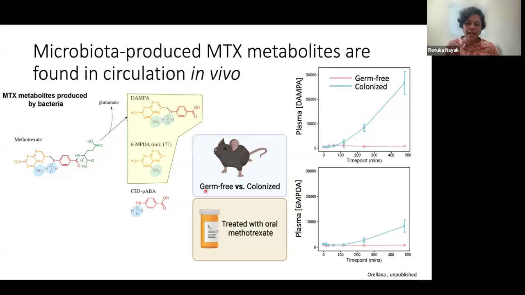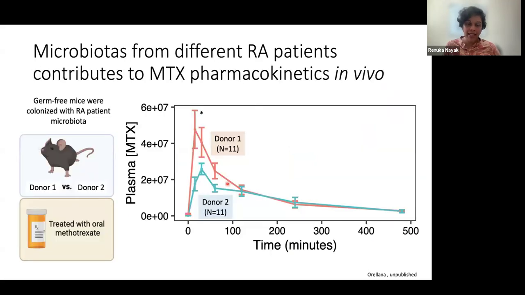In these kind of contrived settings, right? We don't have germ-free humans. But so then the next question we asked was, well, what if we take microbiomes from RA patients and we colonize mice, right? Do a fecal microbiota transplant with different donors? Do we see a difference, right? So does the microbiome contribute to methotrexate pharmacokinetics in vivo in mice?